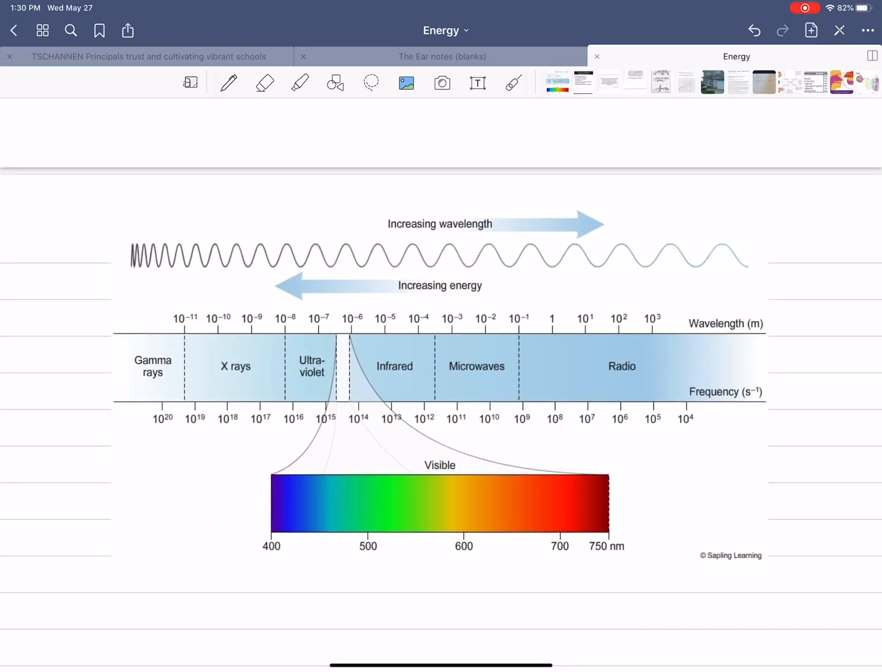Okay. And so we can see here that we have from a high frequency to a low frequency energy. And we have increasing wavelength and decreasing wavelength, and then increasing energy. The higher energy ones are the gamma rays, the X-rays, and the UV rays. These are all dangerous to living organisms, and thank goodness we have an ozone layer.